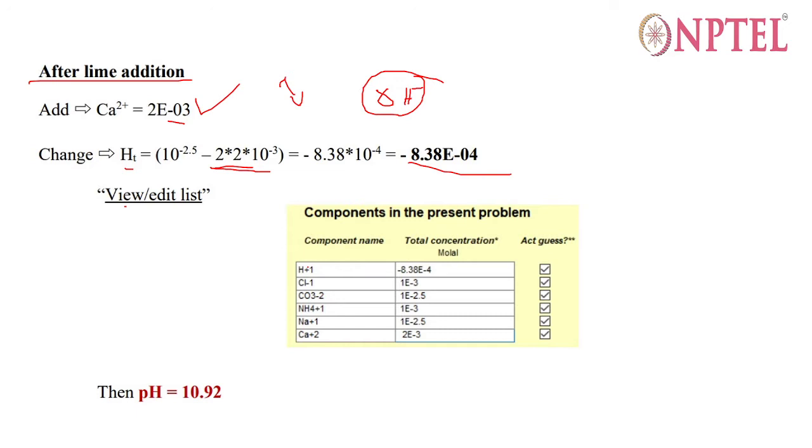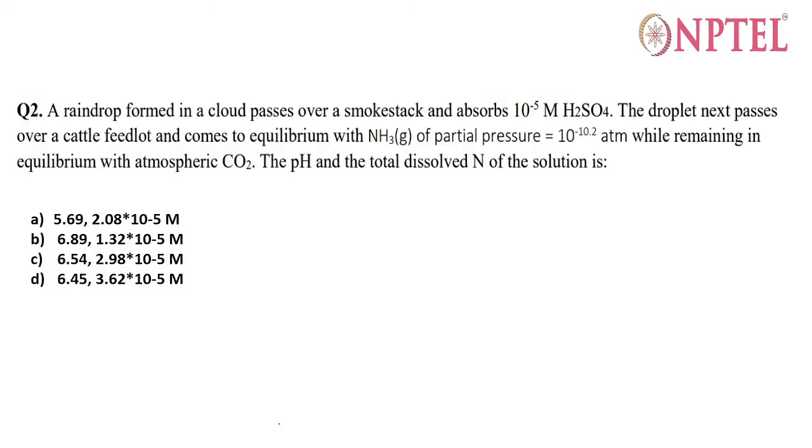We are going to the view or edit list. Just edit this one and add this one. Only two things we are changing: this hydrogen and calcium. I'm getting the new pH as 10.92. So this is the next question.